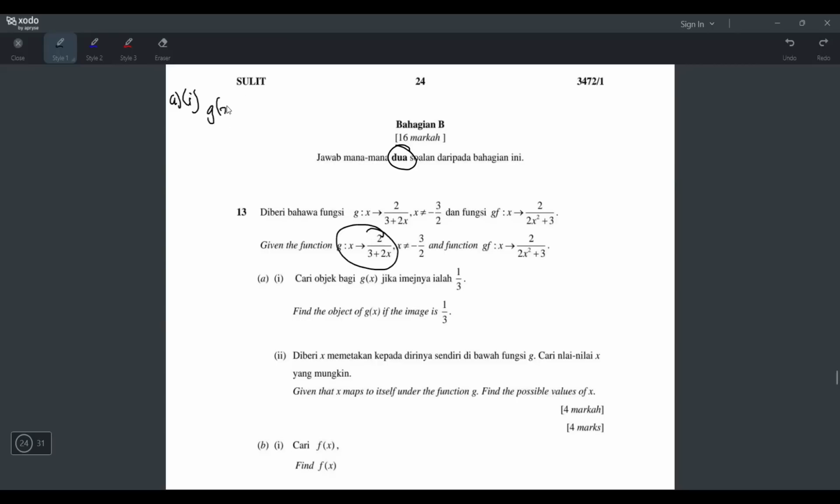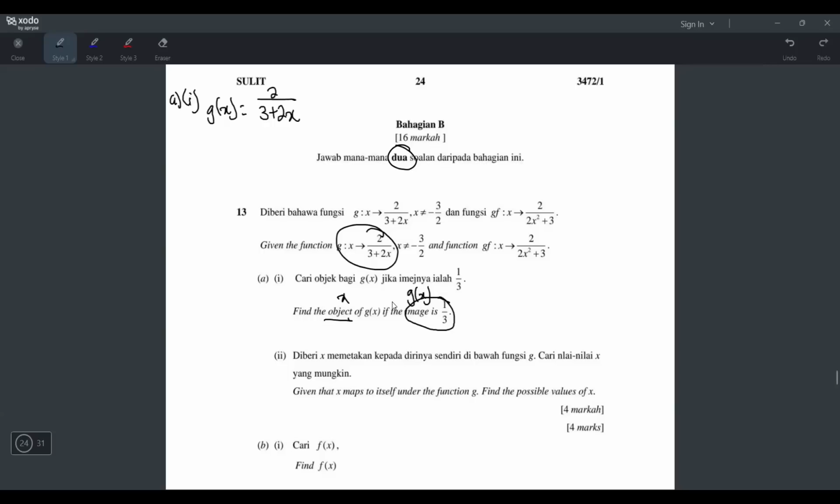Okay, so g(x), let's write down 2 over 3 plus 2x. The undefined case we don't have to write in our working. So find the object of g(x) means find x lah. Object is x when the image is 1 over 3, and the image is the g(x).